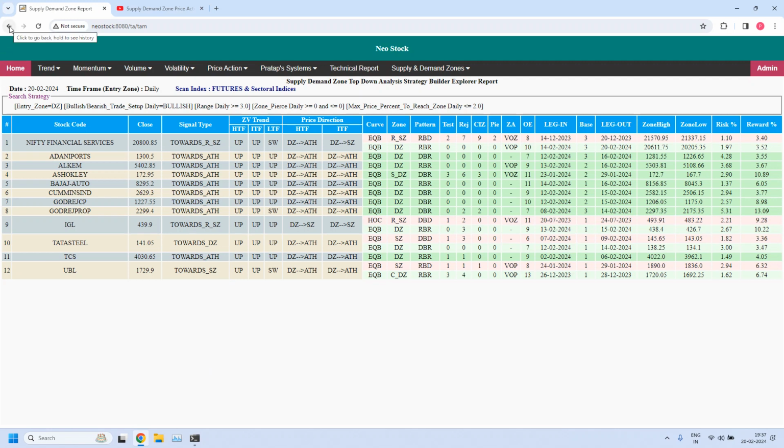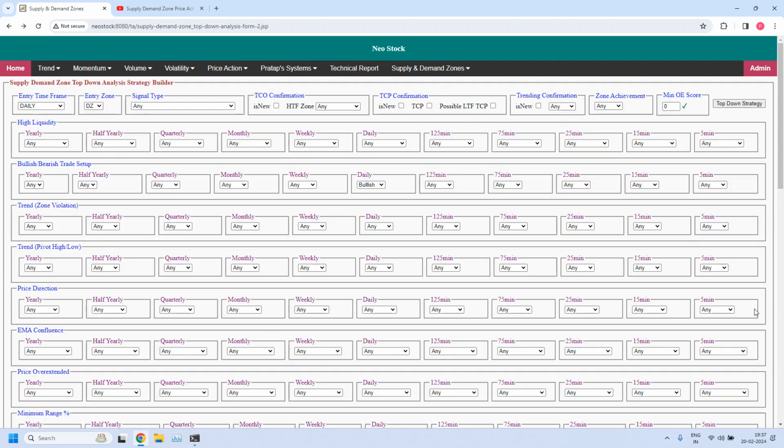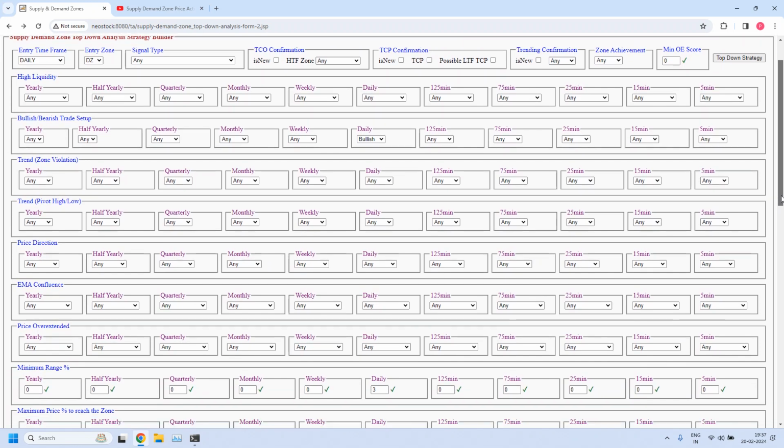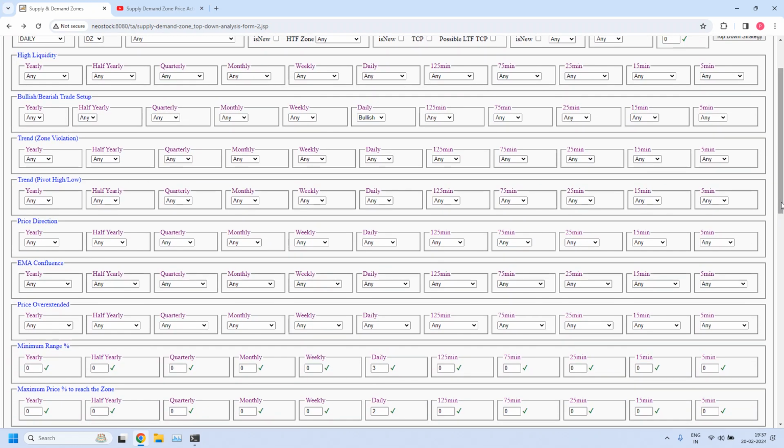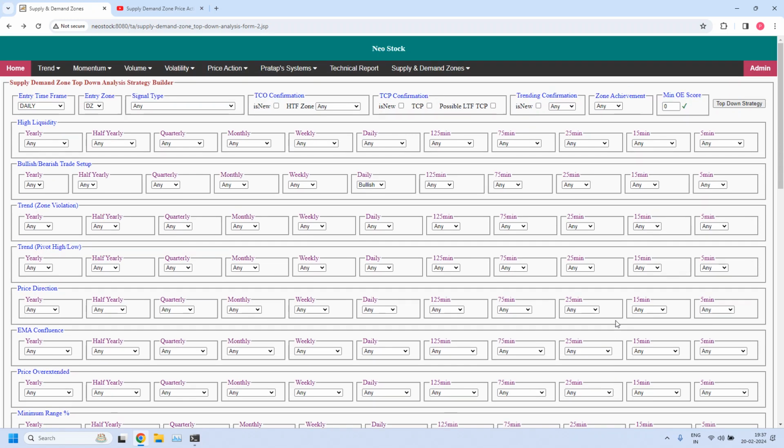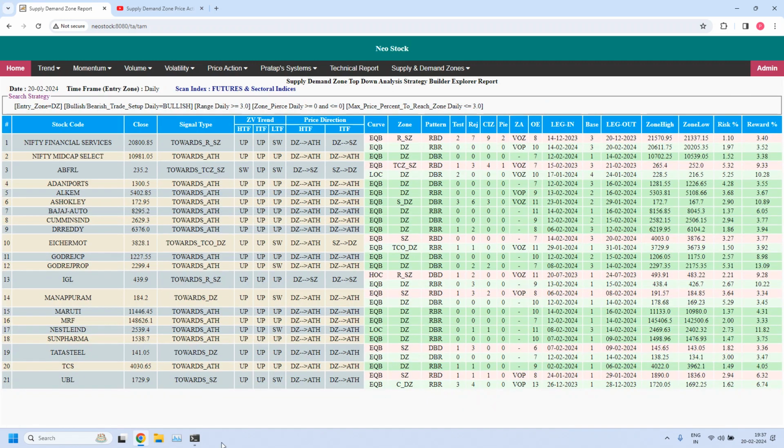Okay, let us generate the last report within the 3% level. For maximum price percent to reach the zone, the current value is 2, and I am changing 2% to 3%, because there are higher chances some stocks may fall down by 3%, get to the demand zone, and then move up again. That possibility is also there. See, now 21 stocks are filtered.